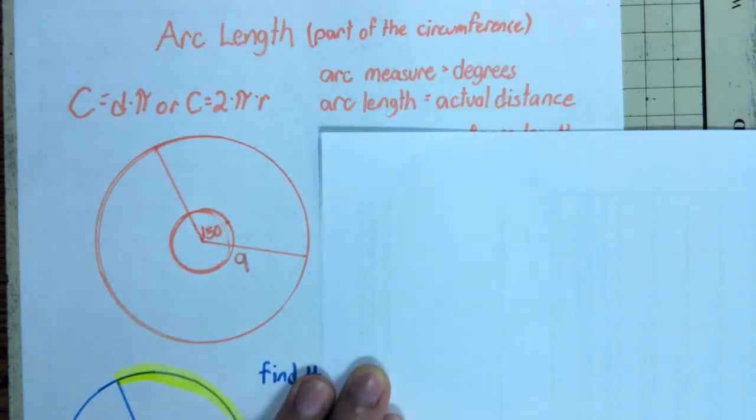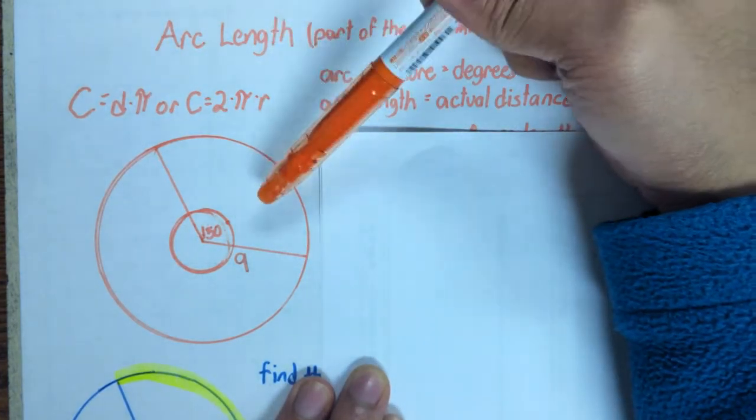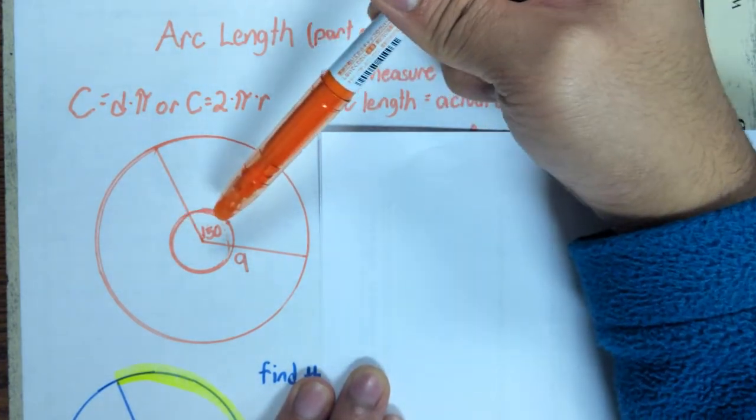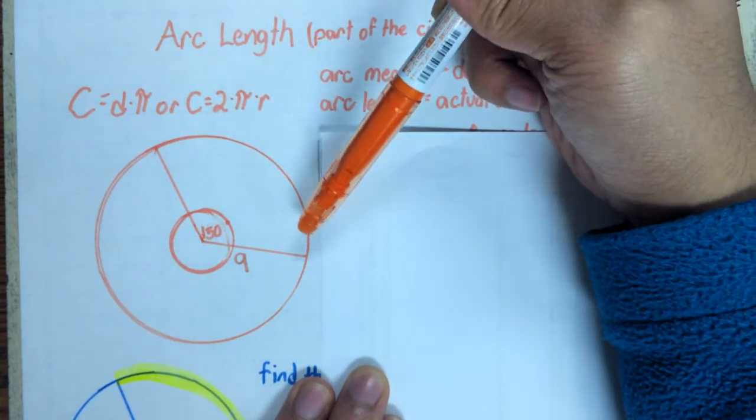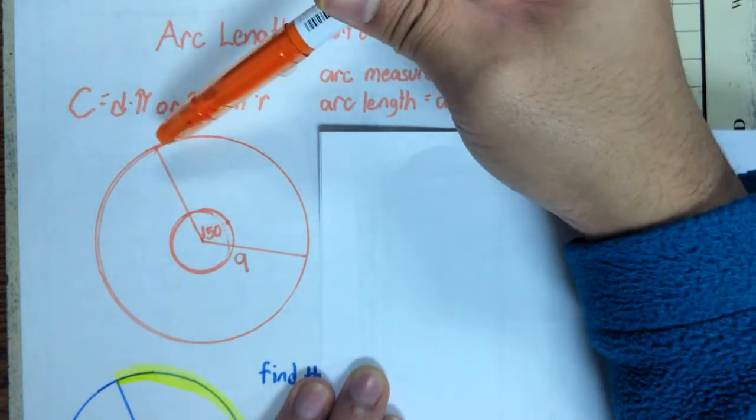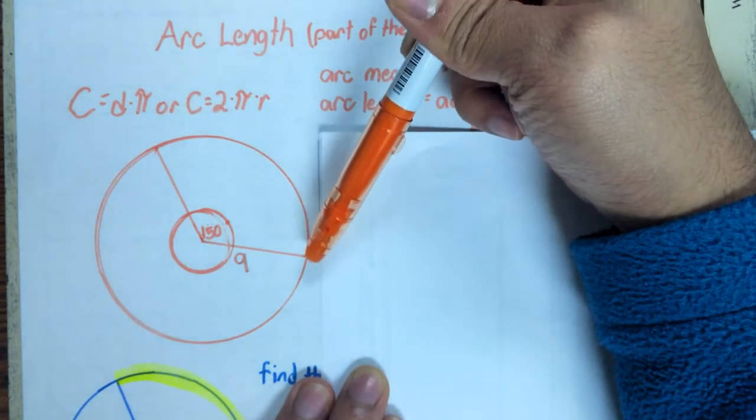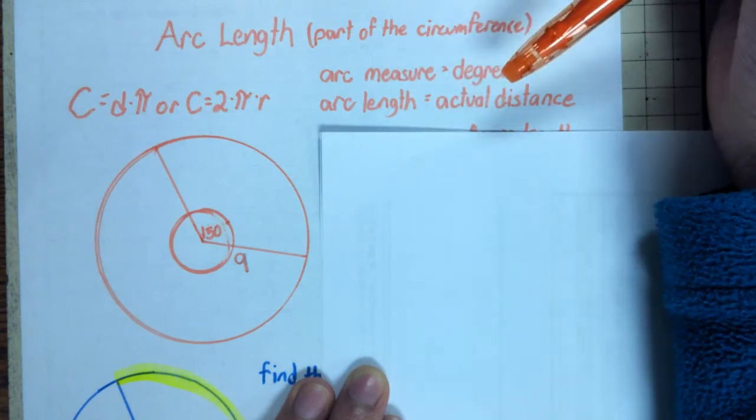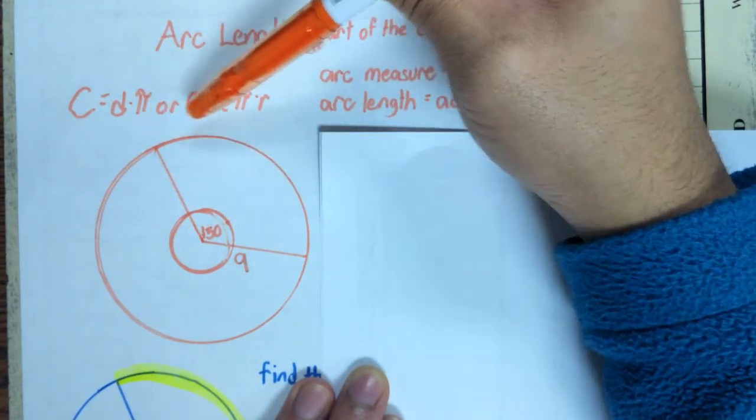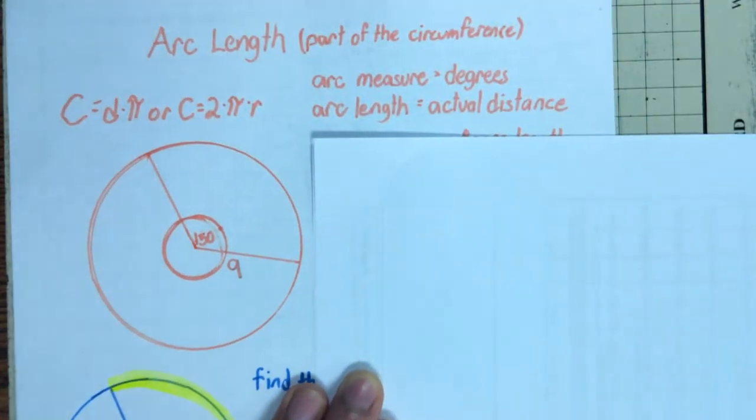Arc length is the actual distance. If you were to run around this circle, which of these two circles would take you longer to run around? Which of these two is longer? So obviously the bigger circle is longer than the smaller circle. So arc length is your actual distance. How long is that arc? So arc length and arc measure, don't confuse the two.